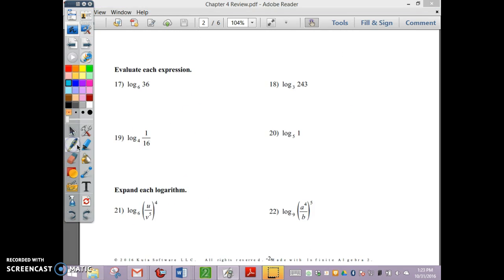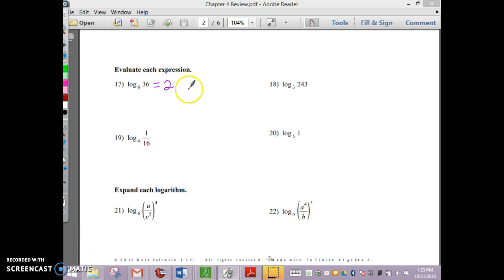Evaluate, I'm just asking you for the exponent. 6 to what power is 36? 5 to what power is 1? That's all I'm asking you there.